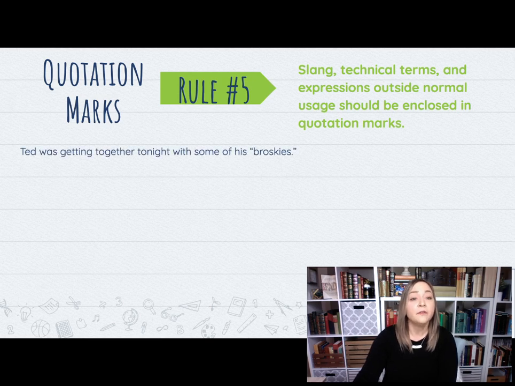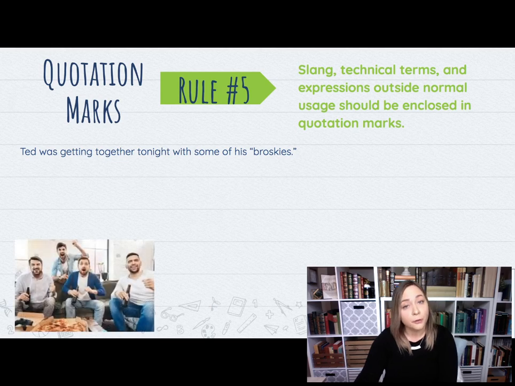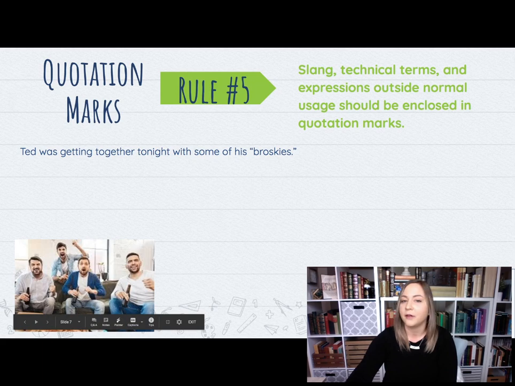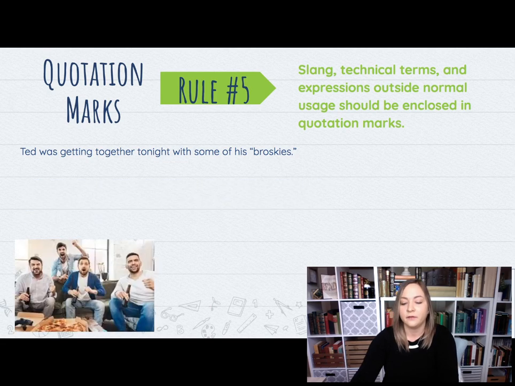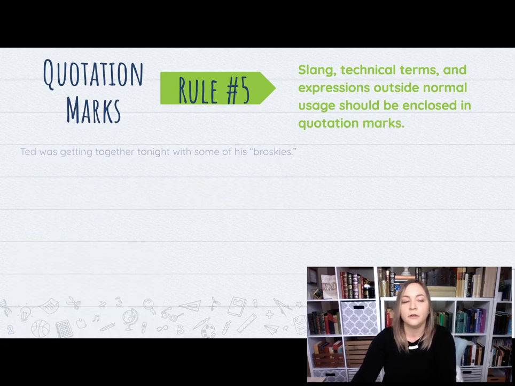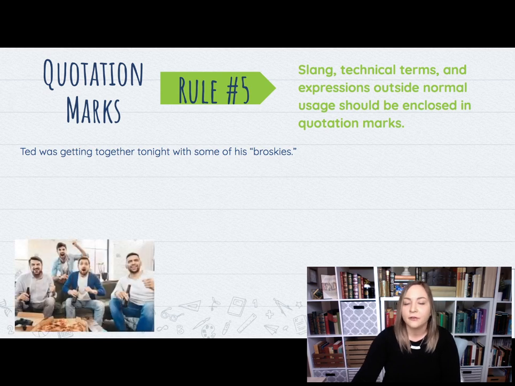Ted was getting together tonight with some of his "broskies." Look at them, they're having such a great time. "Broskies" is the slang word. This isn't actually a common word. Sorry, guys, about the presentation. So "broskies" has to go in quotations, because unlike the rest of the words in the sentence, this is slang.